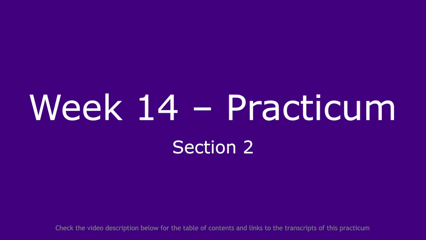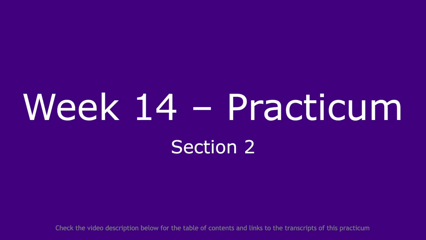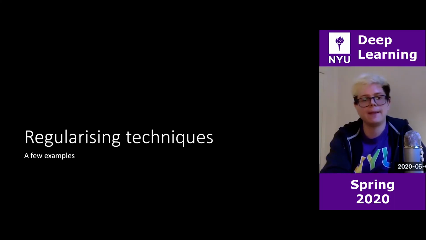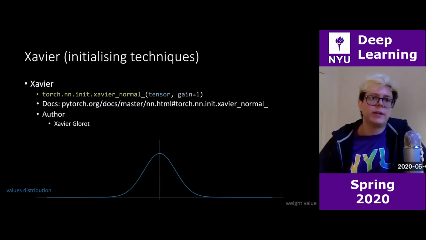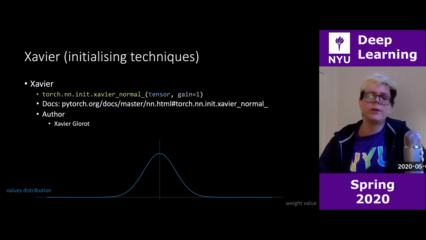Cool. So first, let's start with regularizing techniques, a few examples. First, I start with Xavier initialization. I told you before that we can think about these parameters as coming from some generating process, right? So whenever you initialize a network, you can choose to select one prior. So this is defining where your weights are coming from. So in this case, we can choose Xavier normal, which is an initialization technique.